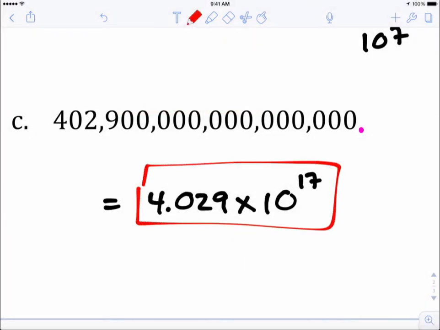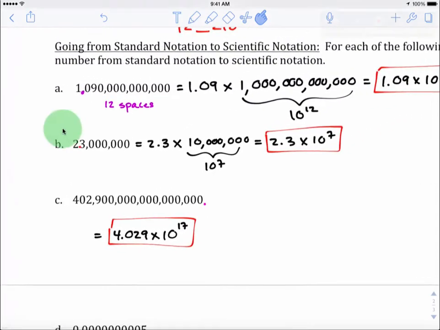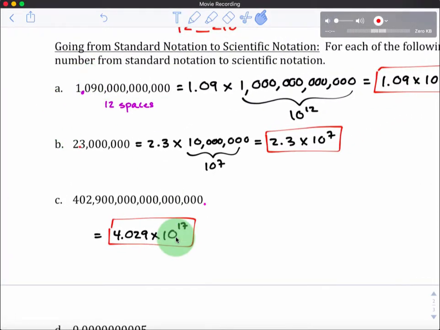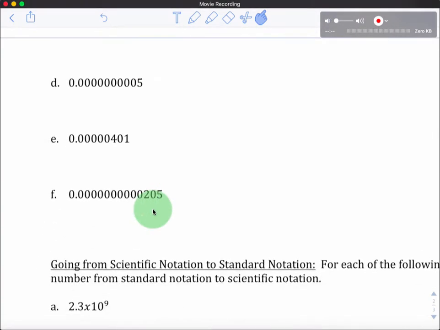So I hope we're getting a hang of how to take these numbers in standard notation and write them in scientific notation. Of course, all we've dealt with so far are just very large numbers. So time to start dealing with very small numbers.